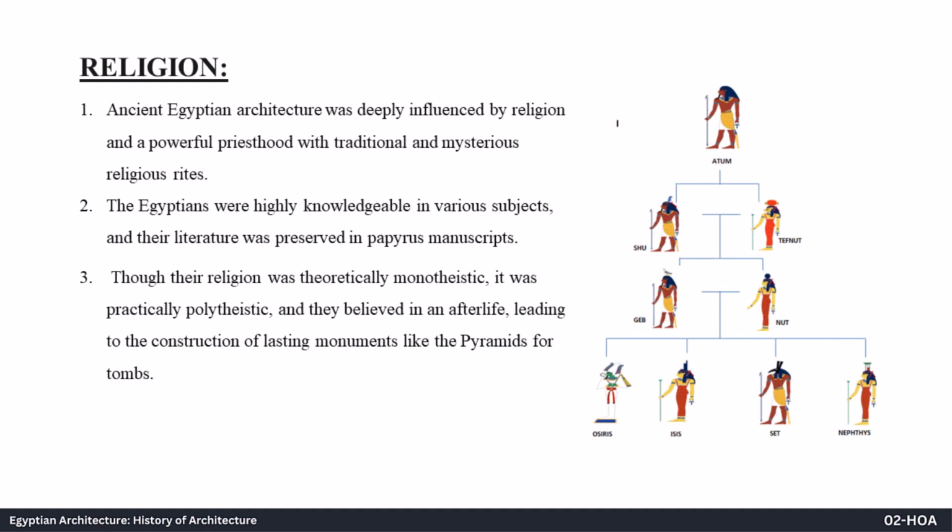Religion. Ancient Egyptian architecture was deeply influenced by religion and a powerful priesthood with traditional and mysterious religious rites. The Egyptians were highly knowledgeable in various subjects, and their literature was preserved in papyrus manuscripts. Though their religion was theoretically monotheistic, it was practically polytheistic, and they believed in an afterlife, leading to the construction of lasting monuments like the pyramids for tombs.